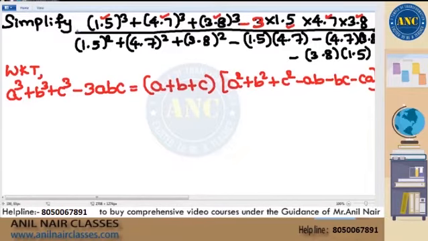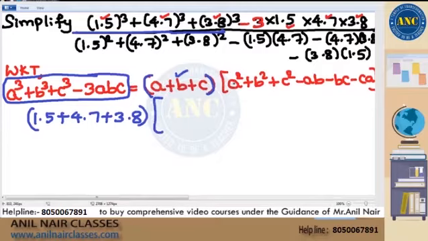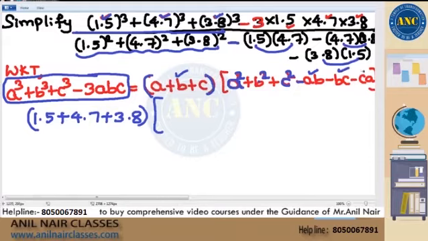That numerator is nothing but this particular notation I wrote just now. That means I can write the numerator as A plus B plus C into A square plus B square plus C square minus AB minus BC minus CA. A is 1.5, B is 4.7, C is 3.8. So 1.5 square plus 4.7 square plus 3.8 square, that is exactly what I have in the denominator also. Minus AB, that is 1.5 into 4.7; BC is 4.7 into 3.8; CA is 3.8 into 1.5.